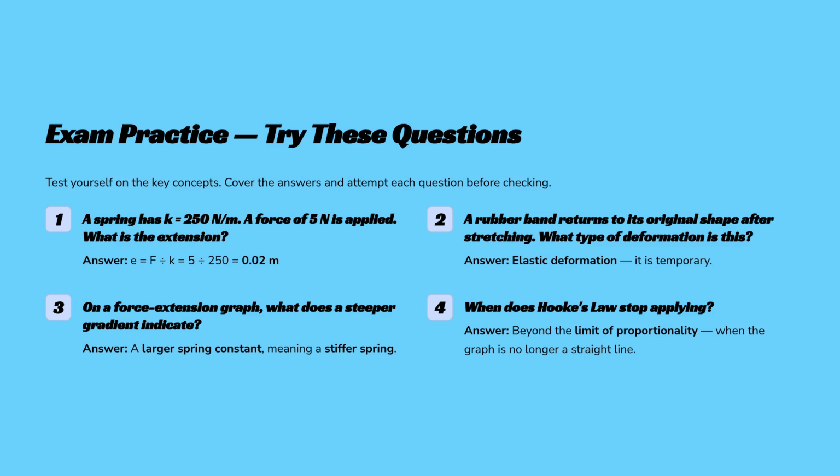Let's practice some exam questions. If a spring with a constant of 250 newtons per meter has 5 newtons applied, the extension is 0.02 meters. A rubber band returning to its original shape is showing elastic deformation. A steeper gradient on a graph indicates a stiffer spring.